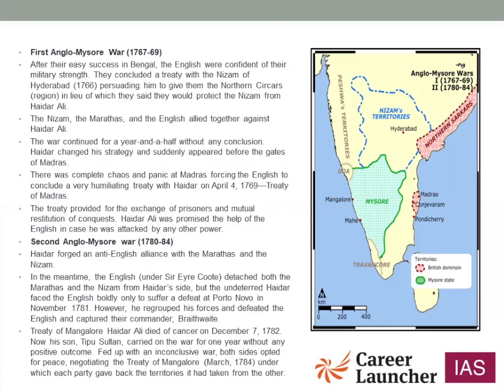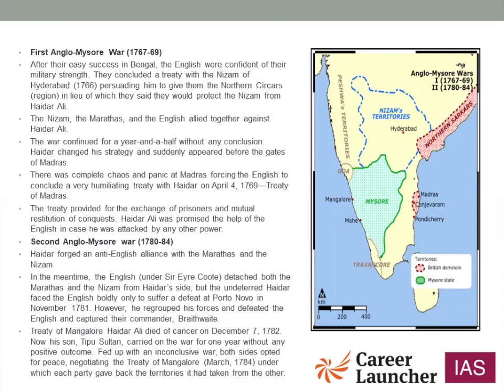In the meantime, the English under Sir Eyre Coote detached the Marathas and the Nizam from Hyder's side, but undeterred, Hyder faced the English boldly only to suffer a defeat at Porto Novo in November 1781. Here he regrouped his forces, defeated the English and captured their commander Braithwaite. The Treaty of Mangalore was signed during the Second Anglo-Mysore War. My mistake.